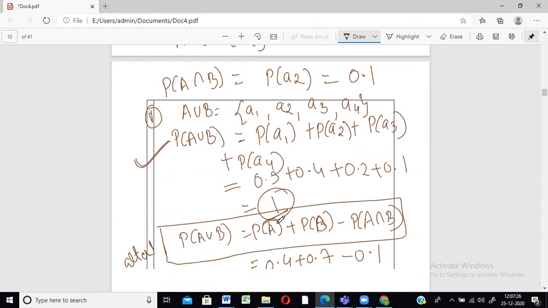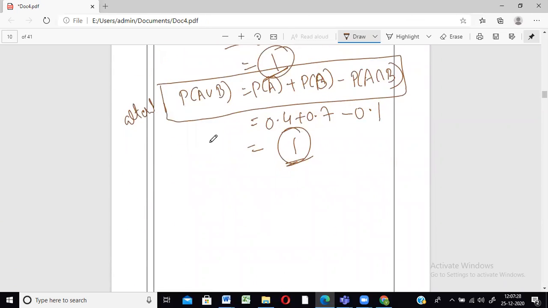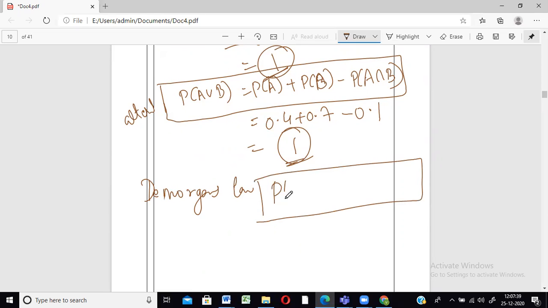Okay, so there was something called De Morgan's law. According to De Morgan's law, you have another rule which says probability of A complement intersection B complement is nothing but probability of A union B, the whole complement. Okay, this is again a law. So now they had asked us to find out probability of A complement intersection B complement.